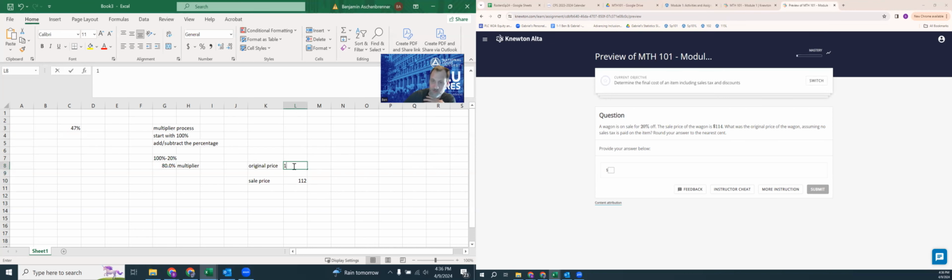140. No, that's too small. 142. Holy Moses. Okay. 142.50. Aha, there it is. 142.50 would give me the sale price of 114. Didn't take me that long guessing and checking. So that's an option to solve the problem.